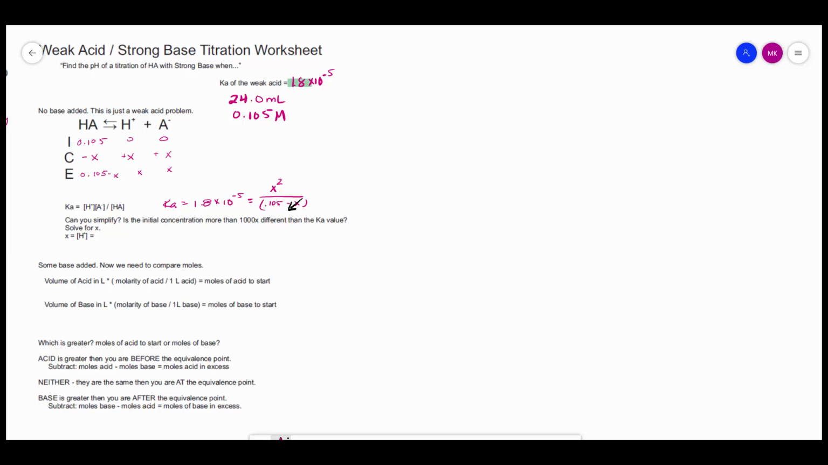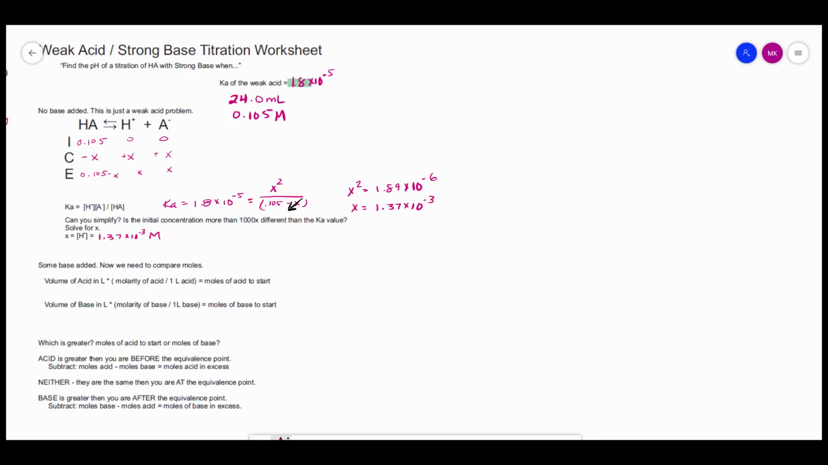So now we solve for x. So we multiply by the denominator, 1.8 times 10 to the negative fifth times 0.105, and I get an error because I put it in my calculator wrong. And I get that x squared is equal to 1.89 times 10 to the negative 6. So I need to take the square root of both sides and get an x value is equal to 1.37 times 10 to the negative third. So x is the concentration of the hydrogen ion, which is 1.37 times 10 to the negative third. The unit is capital M molarity.